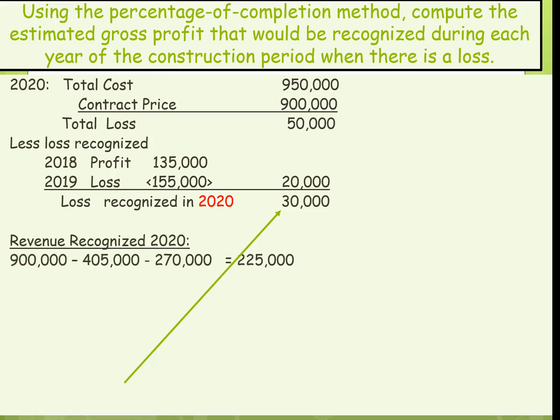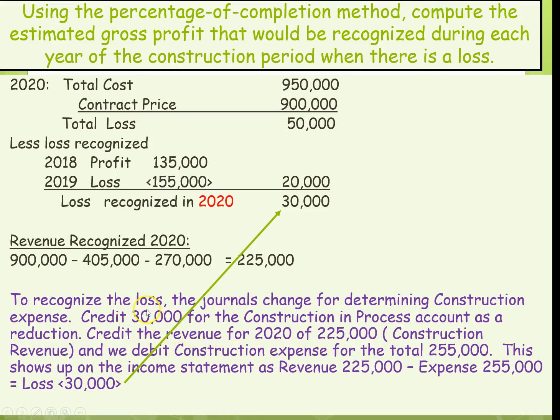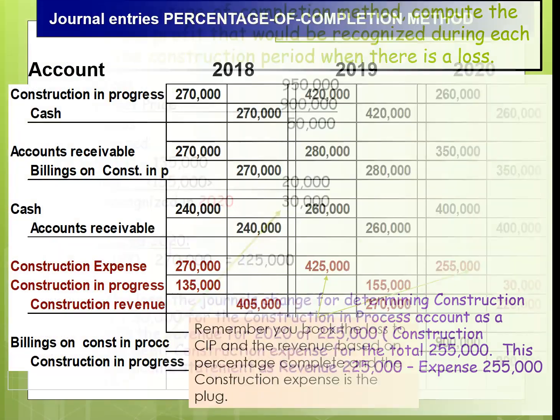So, first we have to figure out how much revenue do we recognize, and again, we do this journal differently. We know that we have to credit $30,000 for the construction in process account as a reduction. We have to credit the revenue for $225,000 because that's what the problem says. And then the amount that we need to make the debits and credits equal is 255. That way, on the income statement, revenue will be 225, expense will be 255, and it will show the amount of loss that should be recorded for the year of 30,000. So now let's look at those journal entries.